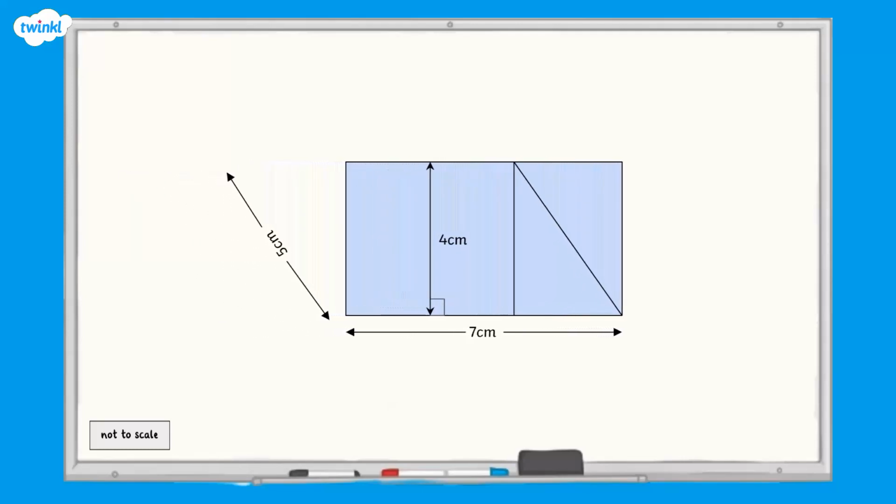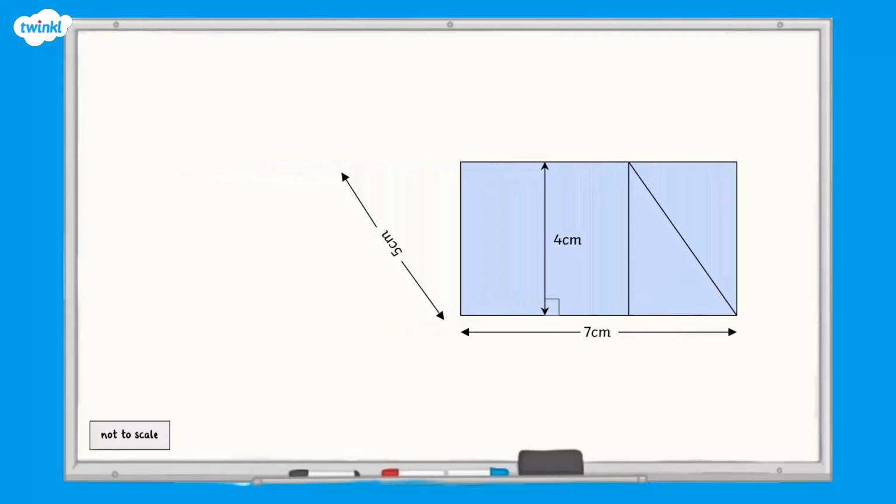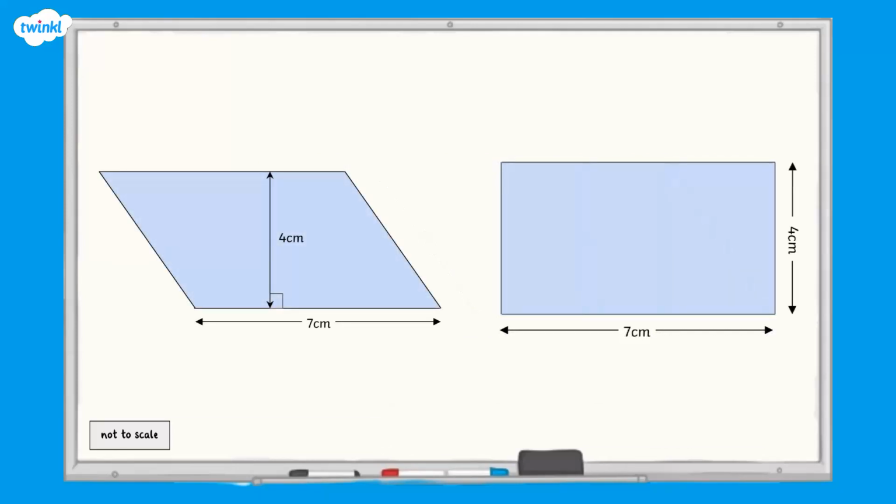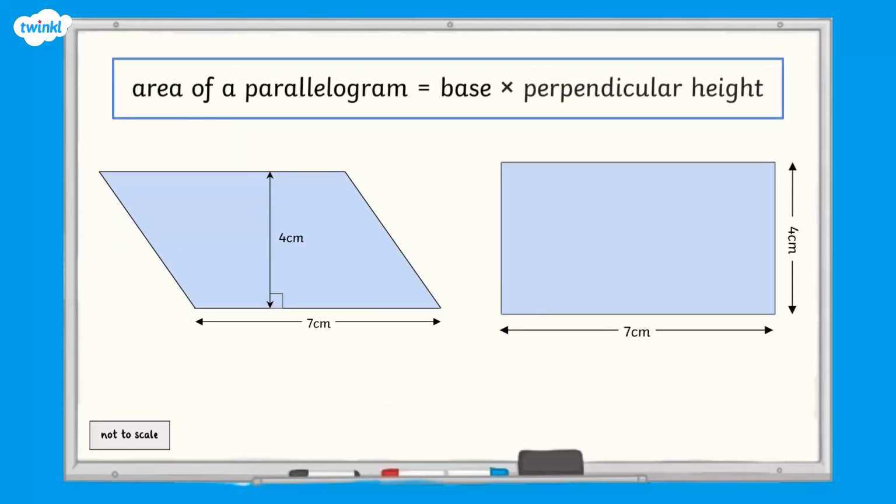We can see that the length and width of this rectangle are the same as the base and the perpendicular height of the parallelogram. So we can find the area of the parallelogram by multiplying these 2 lengths together. Remember, it is important to use the measurement for the height of the parallelogram that is perpendicular to the base. This means the 2 lines meet to make a right angle, not the length of the other side of the parallelogram. We can now use this formula to work out the area of the parallelogram.